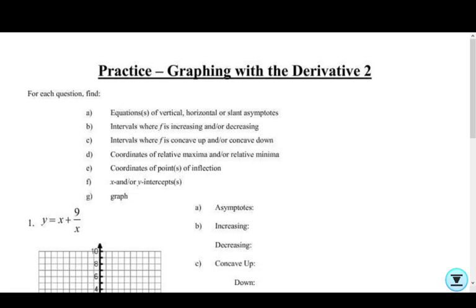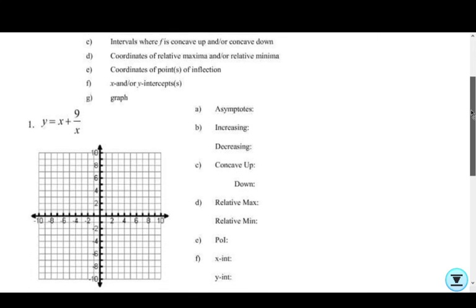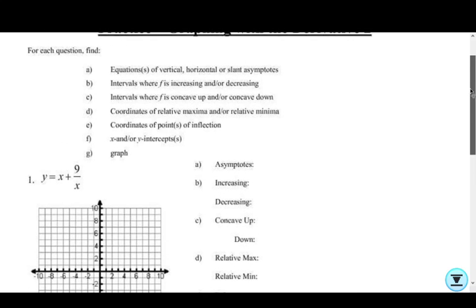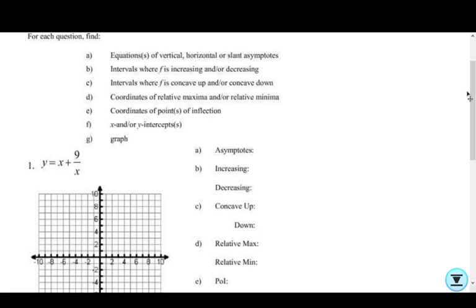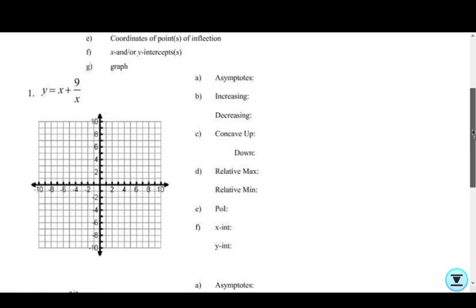Okay, so this is day 2 of graphing functions using the first and the second derivative. Yesterday we did some easier problems. Today I'm going to do a rational function so that you can see the difference. Again, for each equation we're going to find the asymptotes, do a first derivative test, a second derivative test, find our relative maximums and minimums, inflection points, and then graph it.